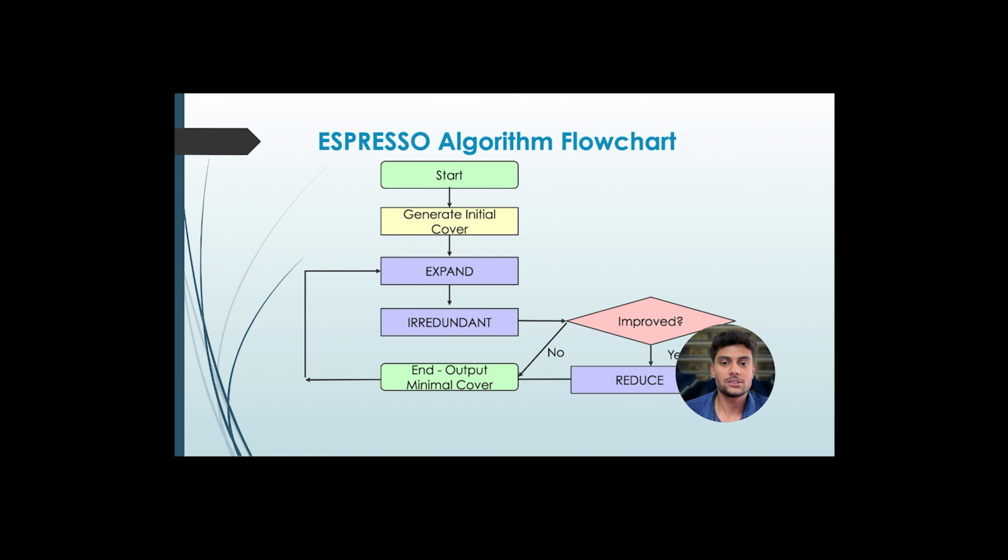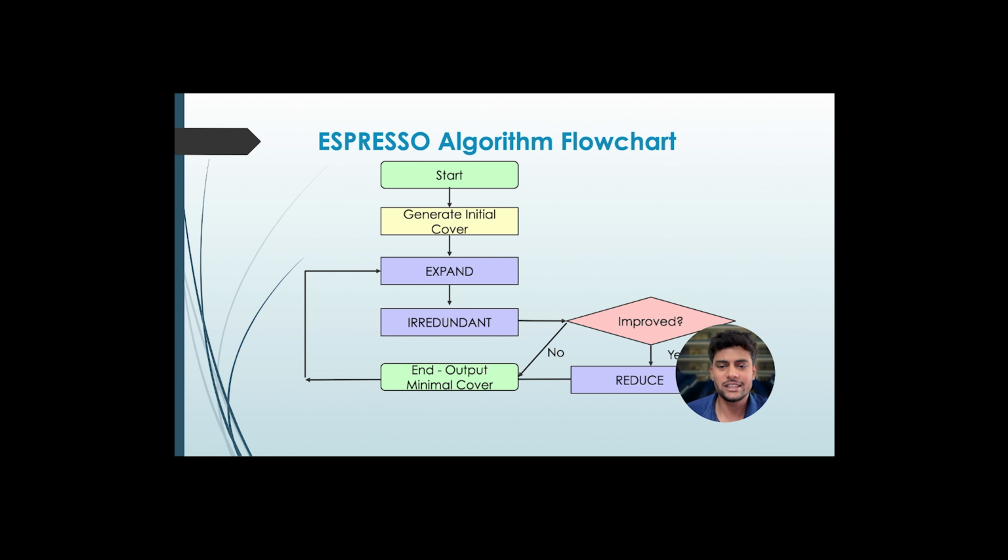Hello everyone, this is Kaustubh. Moving further in our topic, let's discuss the Espresso algorithm flowchart. The Espresso algorithm aims to find the minimal sum of product (SOP) representation of a given Boolean function. Minimal means the expression with the fewest product terms, that is implicants, and the fewest literals, that are variables or their complements in each term. This directly translates to a simpler and cheaper digital circuit implementation.